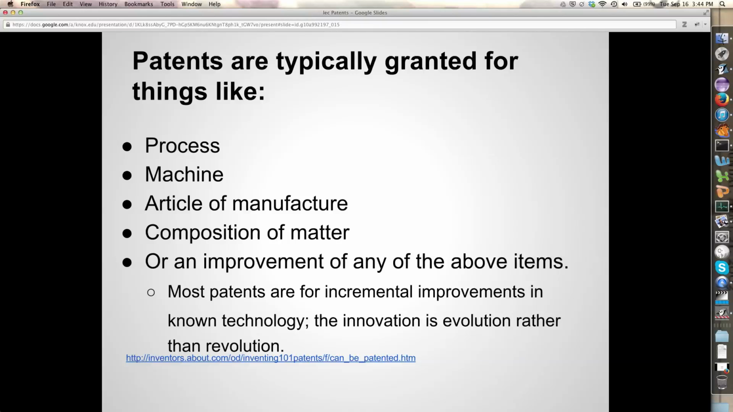Patents are typically granted for things like a process, a machine, an article of manufacture, a composition of matter, or an improvement to any of the above items. It's important to note that most patents are actually for incremental improvements to known technology. So the innovation is some incremental change, some small evolutionary improvement, rather than some big revolution of some completely brand new thing.